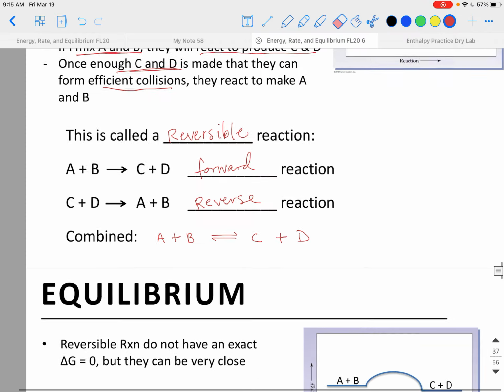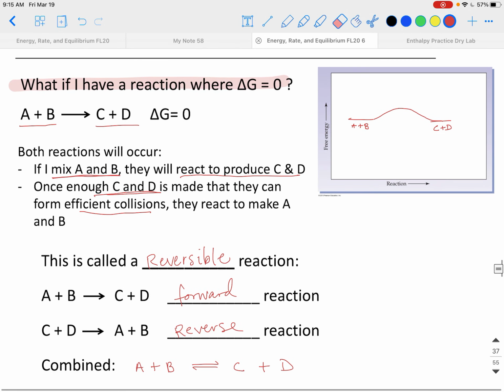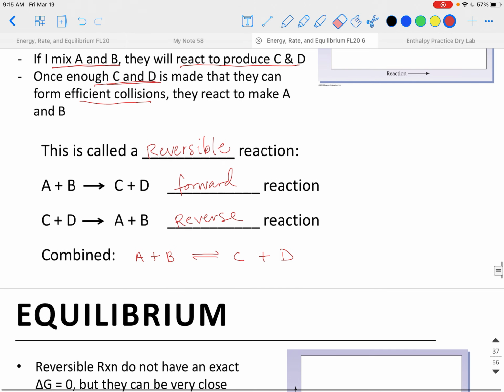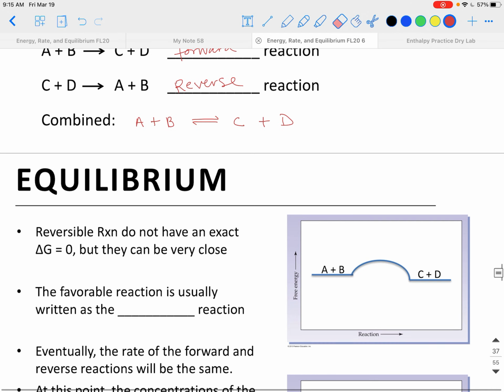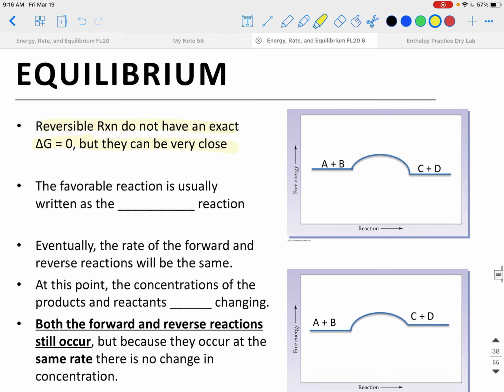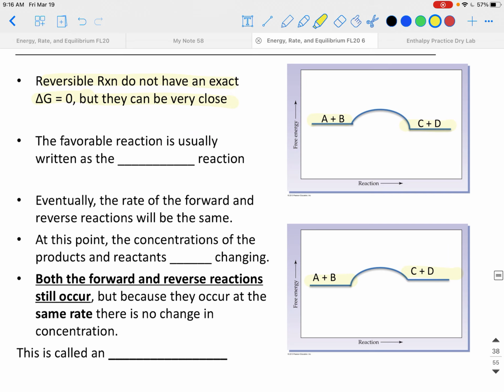All right, so far this is the intro on what equilibrium is. You've got a scenario where delta G is close to 0, and you have a reversible reaction. This is what I said earlier: reactions don't have a delta G that exactly equals 0, but it can be very, very close. So you can see here A and B are slightly higher in energy than C and D, but it's pretty close. Or you can have a scenario down here where A and B are slightly lower in energy than C and D, but again, the delta G is almost exactly 0.